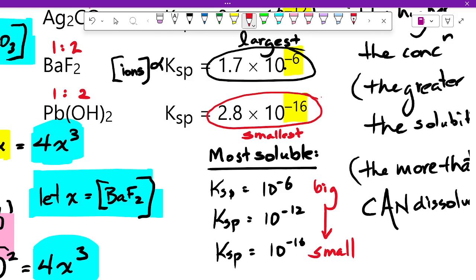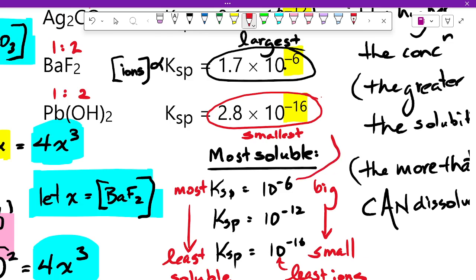Which one is the most soluble? First one. This is the most to least soluble. Does that make sense? Okay, it's got the least ions. And this one is the most ions. Do you need to be able to sit here and explain all of that? No, you don't. You just need to know that the bigger the KSP, the more soluble it is.